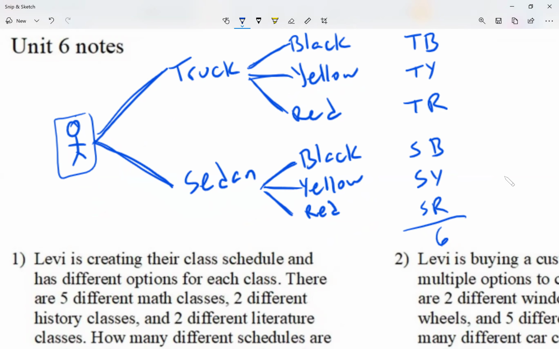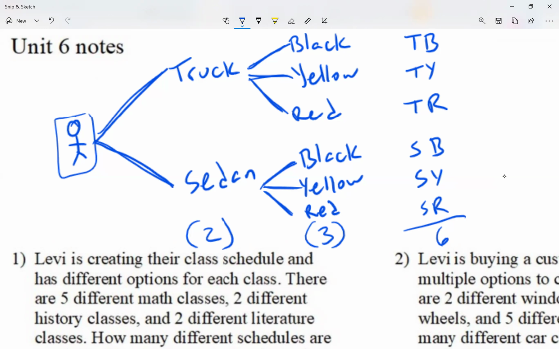So when we look at the tree diagram, on my first choice, when I had either truck or sedan, I really had two choices only. When I was looking at the colors, I had either black, yellow, or red. I had three choices only. And then if I was to multiply my choices, two times three would have given me my six. So I can do this tree diagram to literally see all of my choices, or I can just multiply the choices that I have on each, and then the number will tell me how many choices I have at the end.